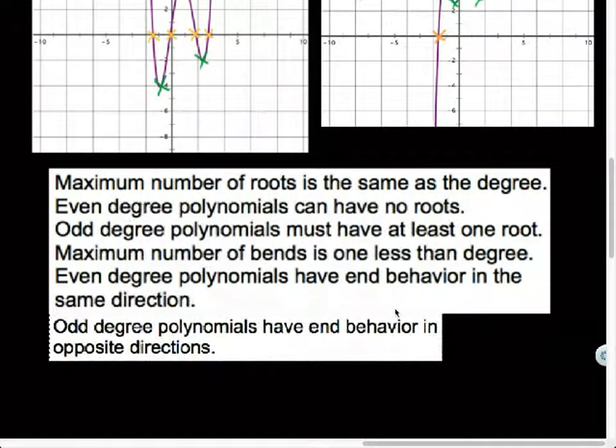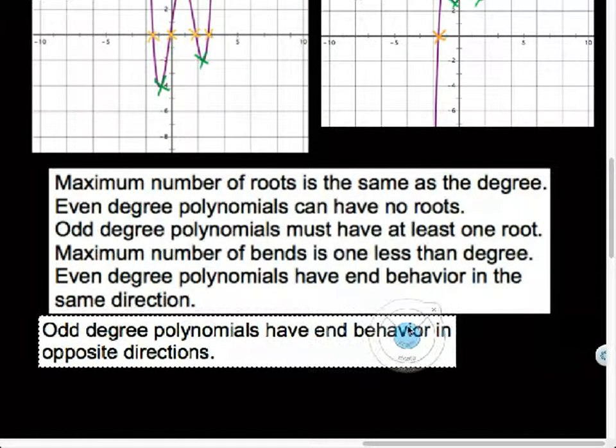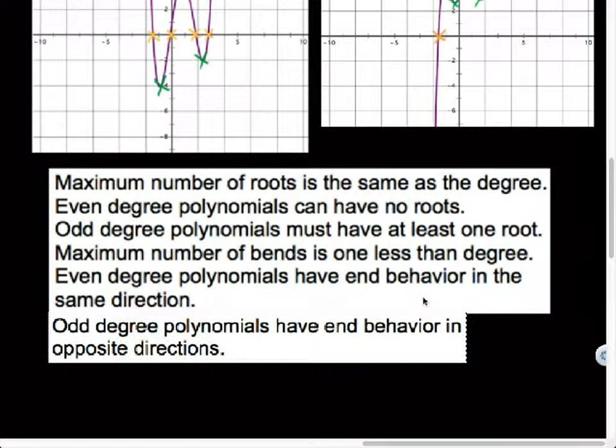So odd degree polynomials. Oh, had this little chunk right here. It's like it grew there. Look at that, I see a little jog right there. So odd degree polynomials have end behavior in opposite directions. Correct. And to verify that, I just want to show you this picture. You don't have to draw this.